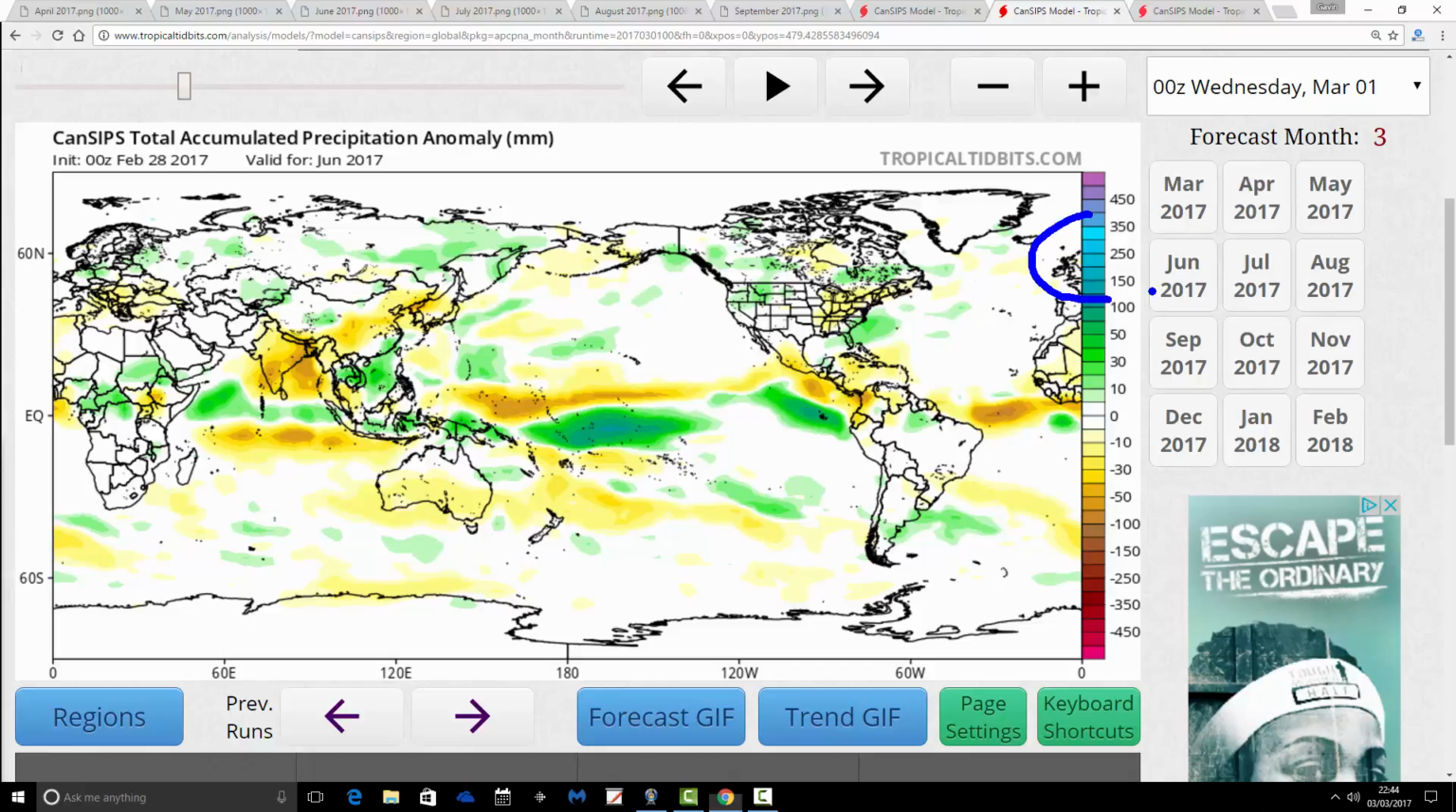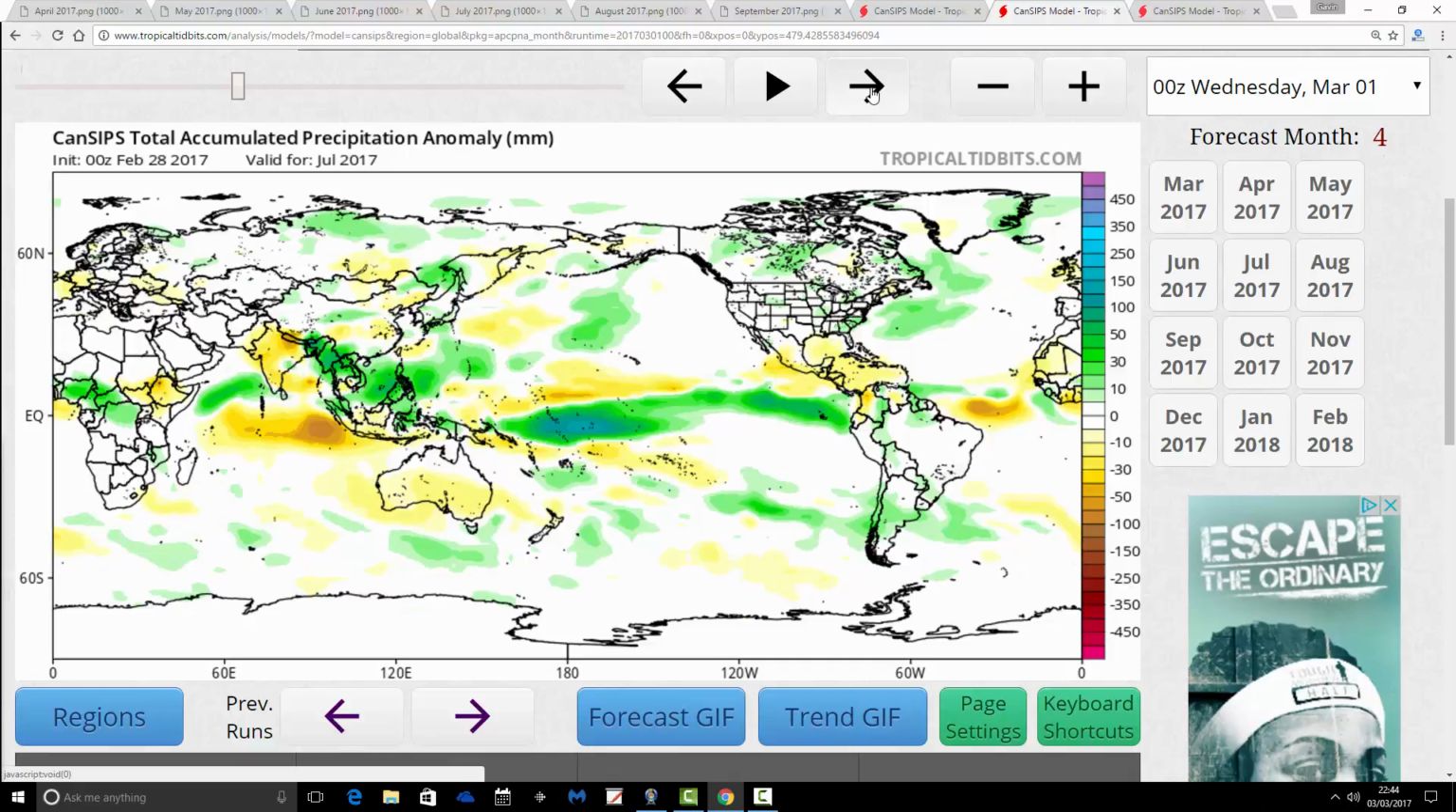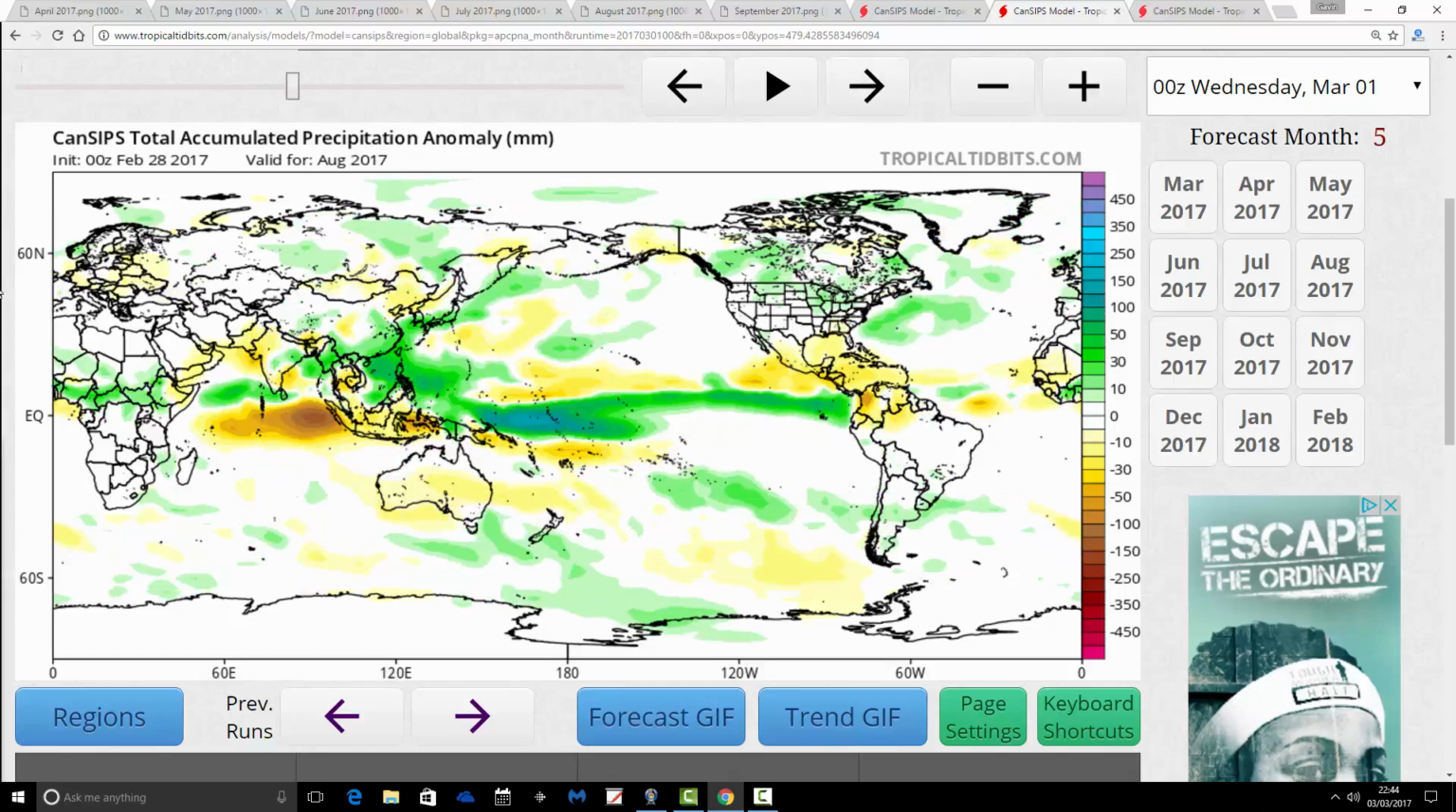So maybe my interpretation of those 500 millibar height anomalies wasn't quite right, but anyway, that's what it's showing for precipitation for June, and it's around average. July is going drier than average, so a warm and dry pattern in July. That looks like a very, very good summer month, you have to say. And then we go through to August, and this one looks more unsettled in August.